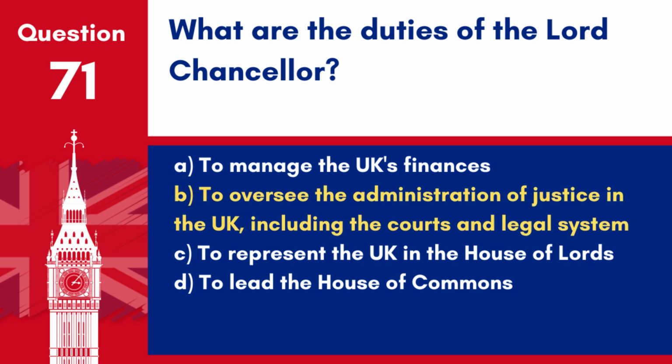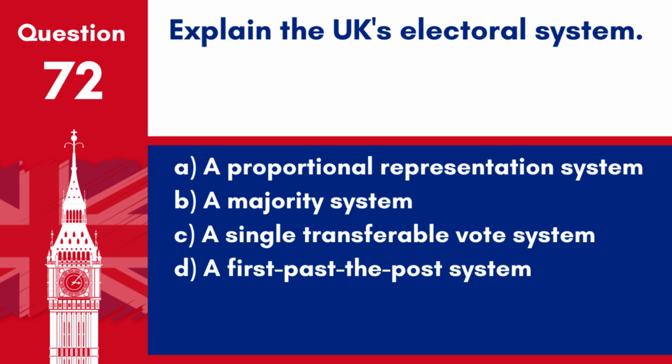Answer. B. To oversee the administration of justice in the UK, including the courts and legal system. The Lord Chancellor has a pivotal role in the administration of justice, overseeing the functioning of the judicial system, including courts and tribunals.